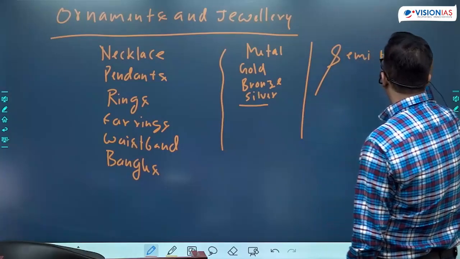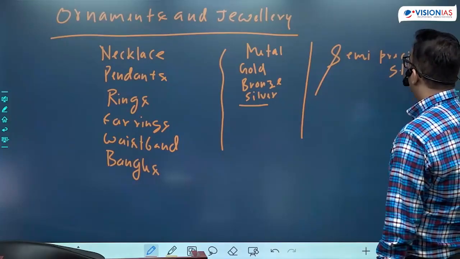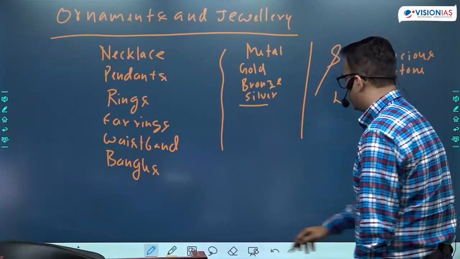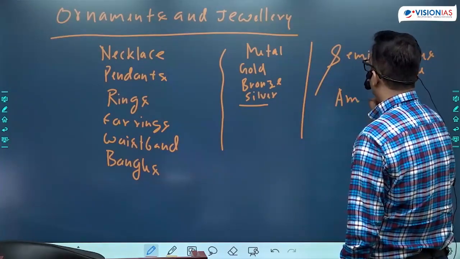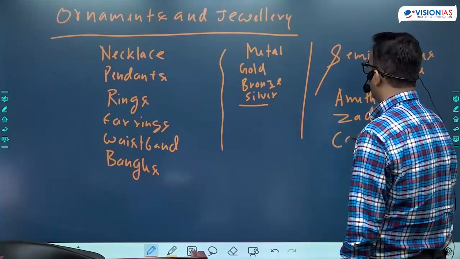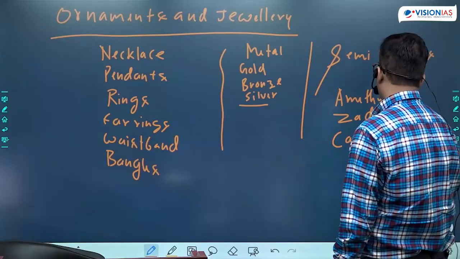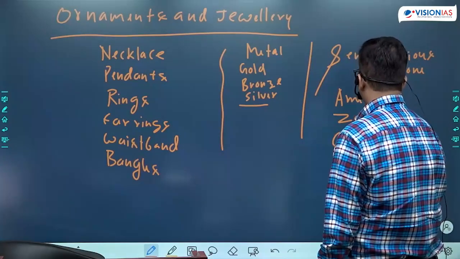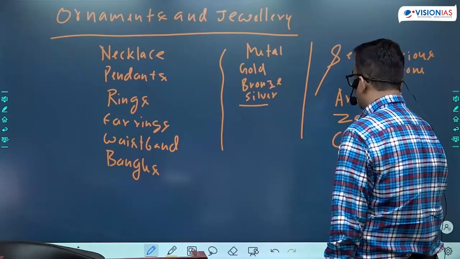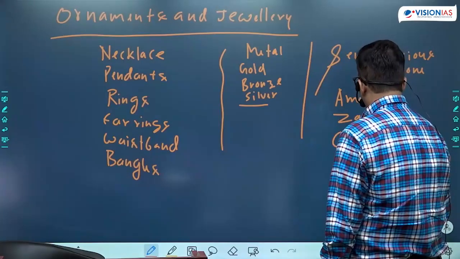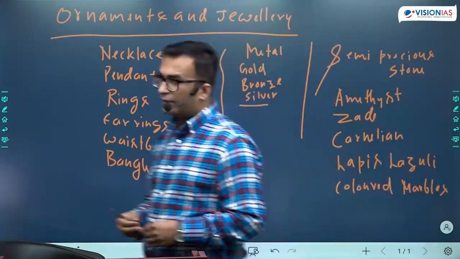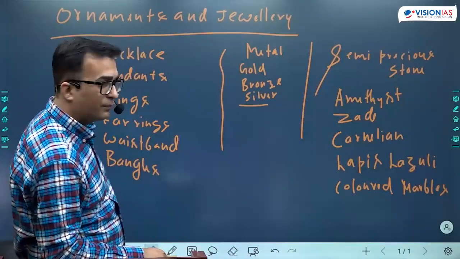And semi-precious stones include, so they used amethyst, then they further used jade, carnelian, lapis lazuli, and even colored marbles were also used in the creation of the ornaments. Okay? So colored marbles. So these all ornaments were created by them. They were used by them.